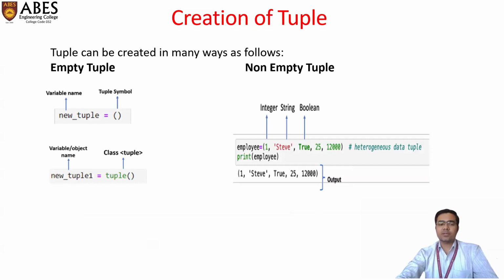Creation of tuples. In this slide, you can see we can declare an empty tuple and a non-empty tuple. As we discussed earlier for list and string, there are two ways through which you can declare an empty tuple, empty string or empty list. With simple round brackets you can declare an empty tuple, or with the help of the tuple class, you can also declare an empty tuple.